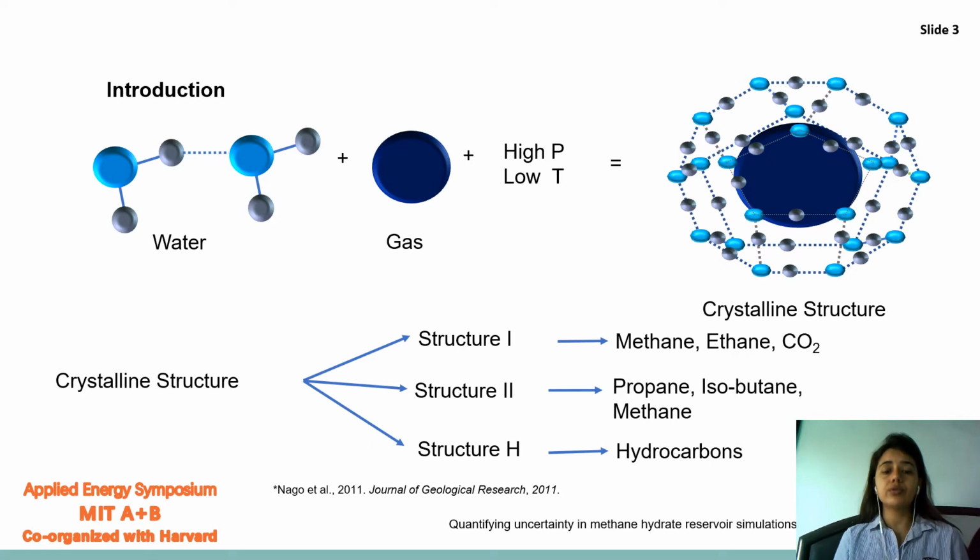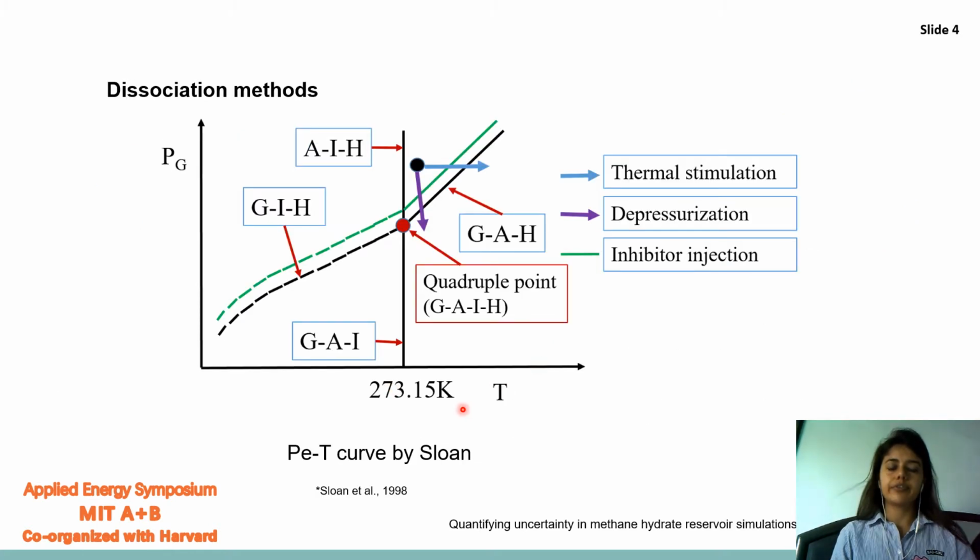So now we know how these gas hydrates are formed, but how do we dissociate them? This is the PT curve given by Sloan. This line here is the three-phase equilibrium curve above which gas hydrates are stable, and below this line aqueous and gas phases are present. At temperatures below 273 Kelvin, the aqueous phase is present in the form of ice, and above 273 Kelvin, aqueous and gas phases are present. At the quadruple point, all four phases are present. So our gas hydrate is stable around here at high pressure and low temperature conditions.